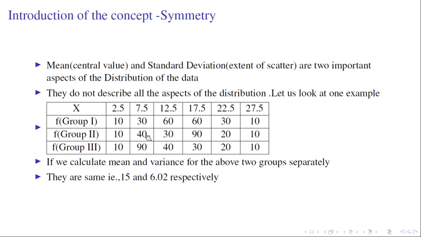You take this as an exercise or homework. Calculate mean and variance for the data by taking x as 2.5, 7.5 and so on, group 1 separately, group 2 separately, and group 3 separately. Mean and variance are the same for these three groups, but there is a difference between these three groups. This is symmetric data. Symmetric data is gradually increasing and gradually decreasing. There are some characteristics of symmetric data.